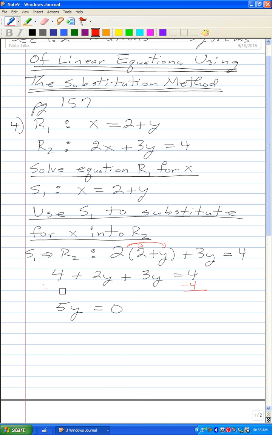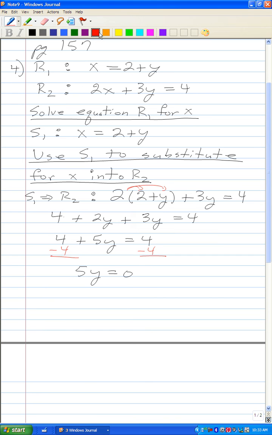Actually, let me do this first. Let me combine like terms. So 4 plus 5y equals 4. Now let me subtract 4 from both sides of my equation. So 5y equals 0. Let me divide both sides of my equation by 5. And so y is equal to 0. Let's call that S2.